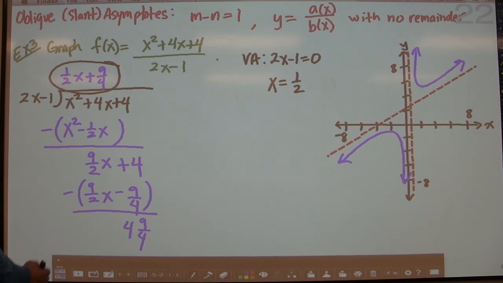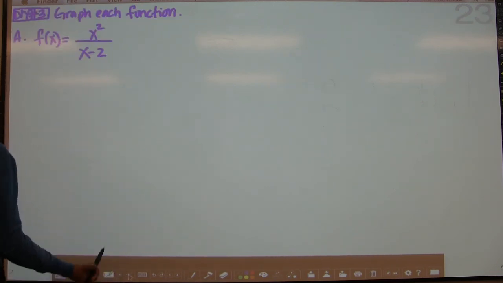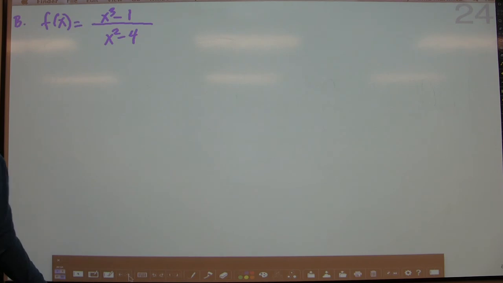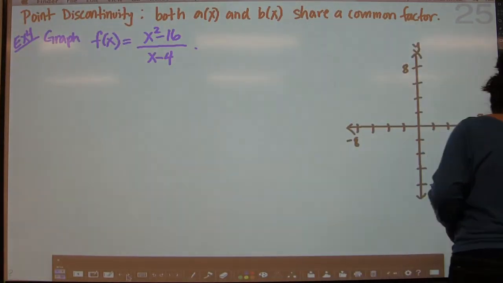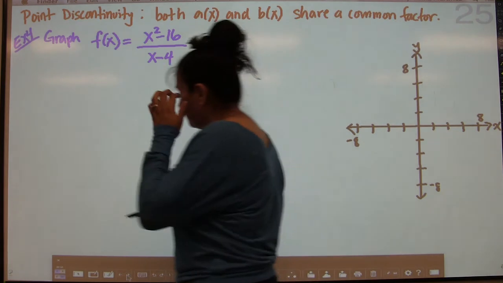Okay, so now we want you to try the next 2, and this is part A, and this is part B, and then we're going to go to our last example for today, and that's what happens when you have a graph that has point discontinuity. And what point discontinuity refers to is when both the numerator and denominator have a common factor. So a of x and b of x have a common factor. So when that happens, we call it a removable discontinuity.